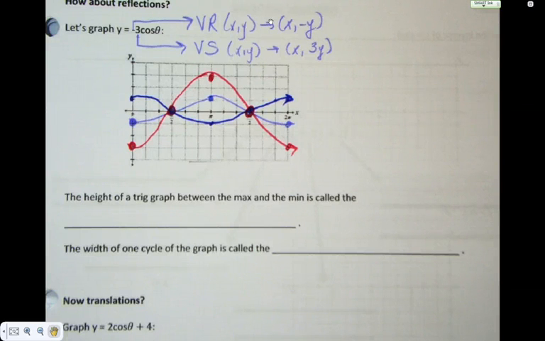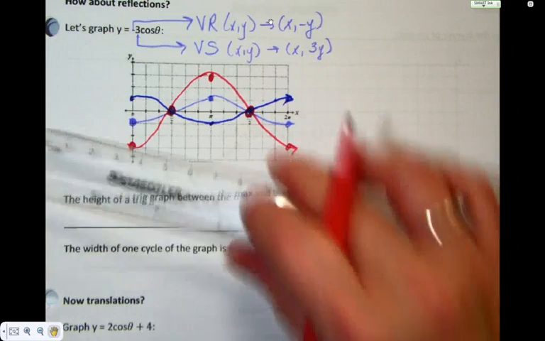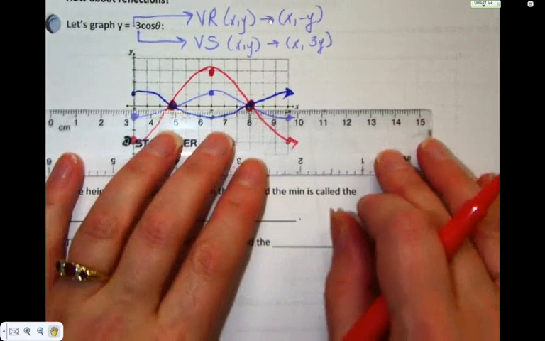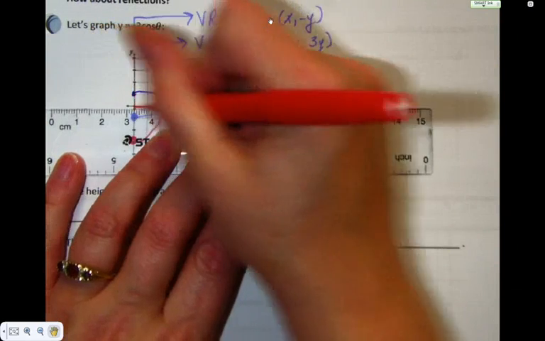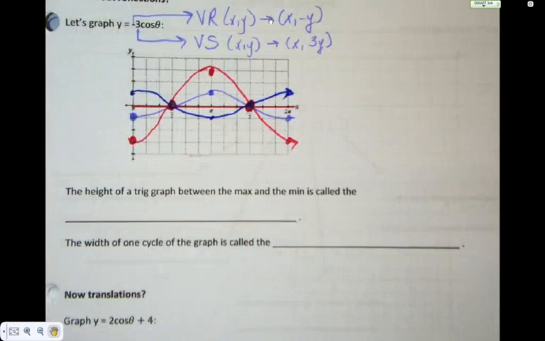I want you to put your ruler on the x-axis, and I want you to draw a line through it. And it doesn't have to be red, I just had a red pen in my hand.